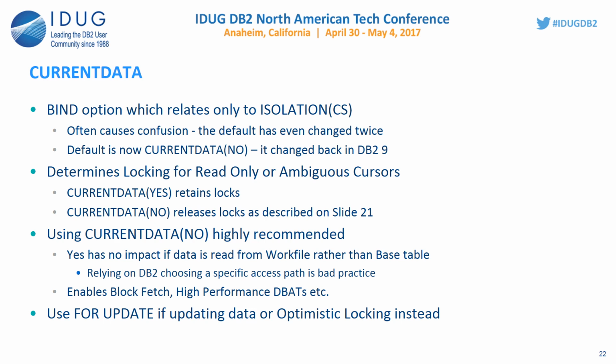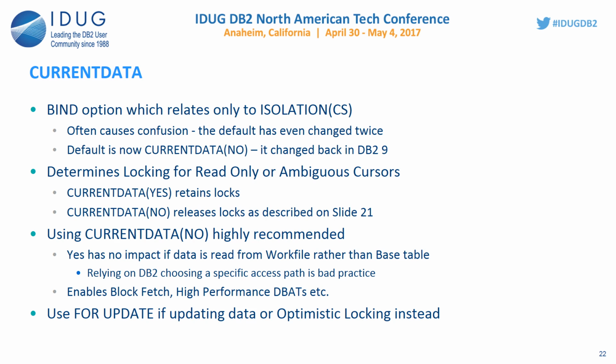Now, the problem with current data yes is that it depends on data access. If your SQL statement uses a work file, so typically you've got a sort by or an order by clause or something in your SQL, DB2 is reading the data and accessing it via a work file. Current data yes has no impact whatsoever. So if you're relying on current data yes to hold the locks, you're relying on the access path the optimizer uses to guarantee your locking. It's really, really bad working practice.